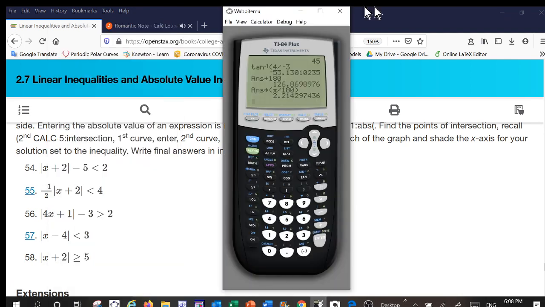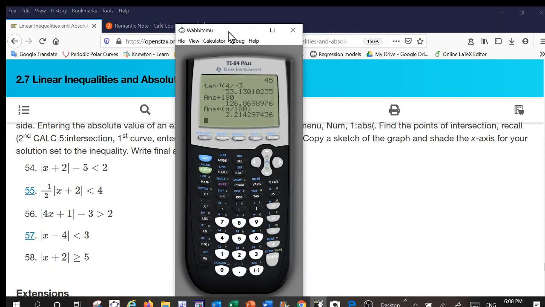So here's my calculator. What I'm going to do is go to y equals and put in the absolute value of x plus 2. How do we enter absolute value? We go to math, number, and the first one is absolute value, and then just put x plus 2. So that's the absolute value of x plus 2, and then minus 5. That's my y1. For y2, I just want to put 2 there.